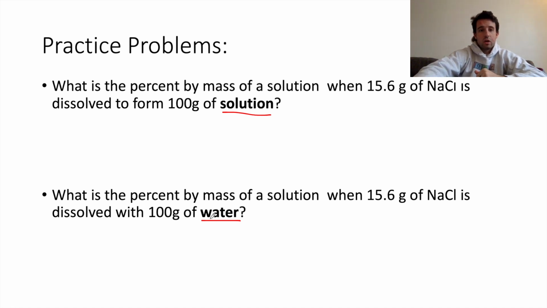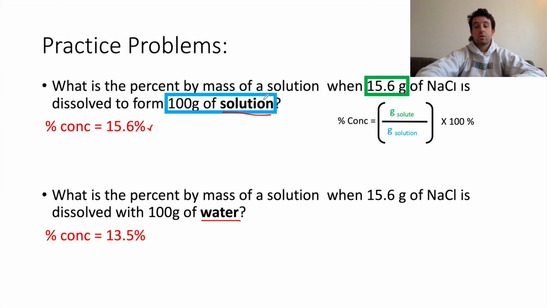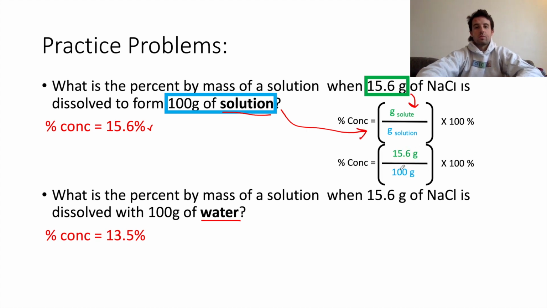Here are the answers. I'm going to start by giving you guys the answers because I think this is kind of cool to see. The first one is 15.6%. The second one is 13.5%. So right away, these don't have the same answer. And again, that's because of the word solution versus water here. When we're talking about solution, we're going to use the grams of solute divided by grams of solution equation. So in that case, it's just 15.6 divided by 100 times 100. That's how we get our 15.6%.